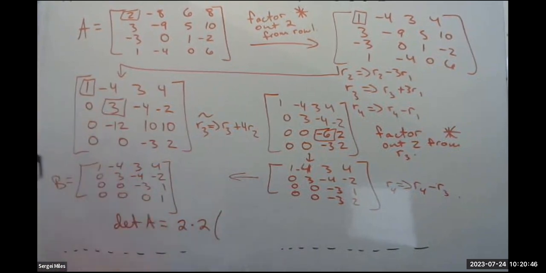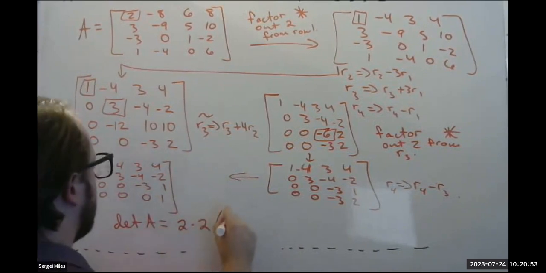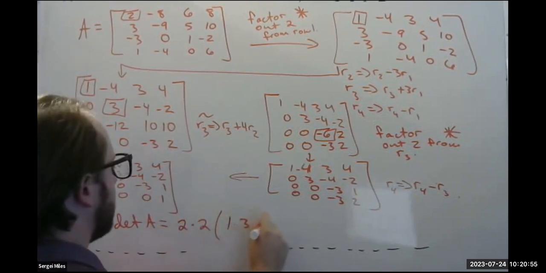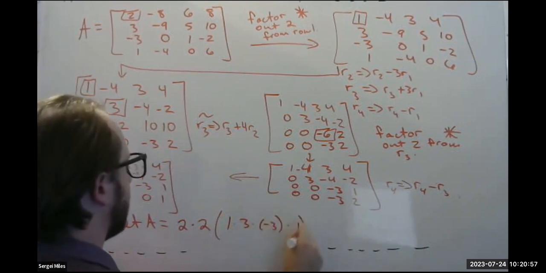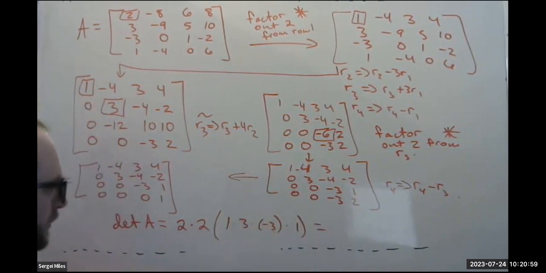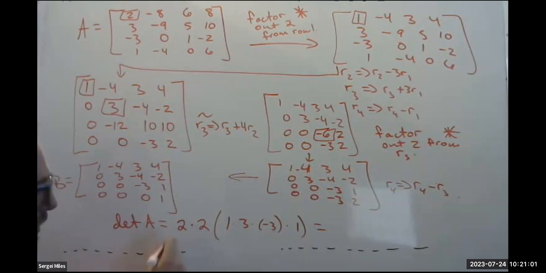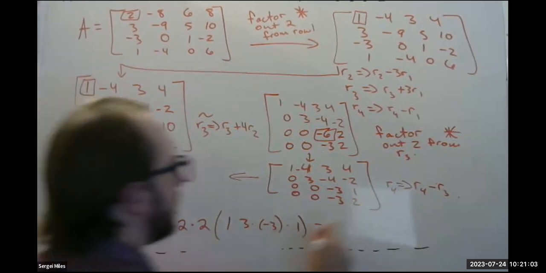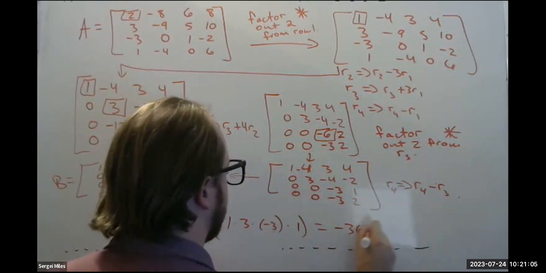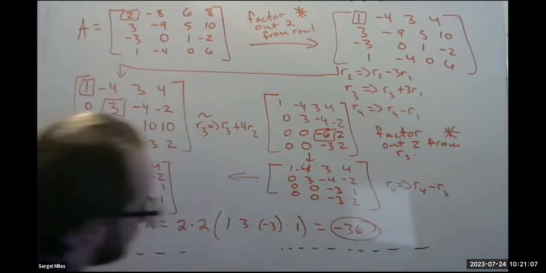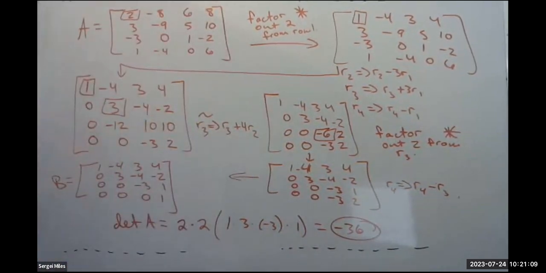And now I can take the determinant of this matrix just by multiplying the diagonal. And we're going to have 1 times 3 times negative 3 times 1. Well, 3 times negative 3 is negative 9 times 4 is going to give us a final answer of negative 36. Right? So for a 4x4 like this, sometimes no matter what you do, finding the determinant can be messy.